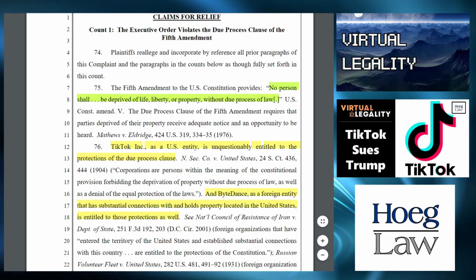Now, their first claim for relief, and we'll try to go over these quickly since we talked about these in overview, is that it violates the Due Process Clause of the Fifth Amendment. No person shall be deprived of life, liberty, or property. TikTok as a U.S. entity is unquestionably entitled to the protections of the Due Process Clause, and ByteDance as a foreign entity that has substantial connections with and holds property in the United States is entitled to those protections as well. Absolutely correct. Both of those entities are entitled to due process.